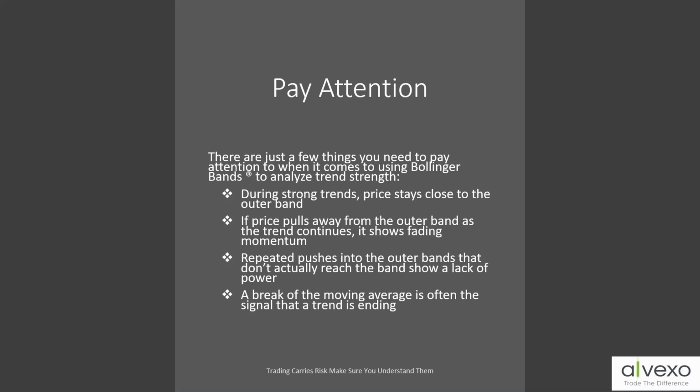So we did talk about trend trading with the Bollinger Bands. And remember, there are a few things you need to pay attention to when it comes to using Bollinger Bands to analyze trend strength. During strong trends, price stays close to the outer band. If the price pulls away from the outer band as the trend continues, it shows fading momentum. Repeated pushes into the outer band that don't actually reach the band show lack of power. A break below the moving average is often a signal that the trend is ending.